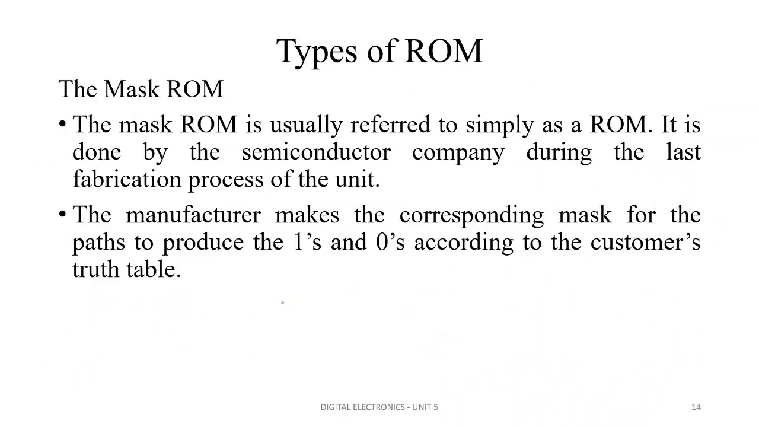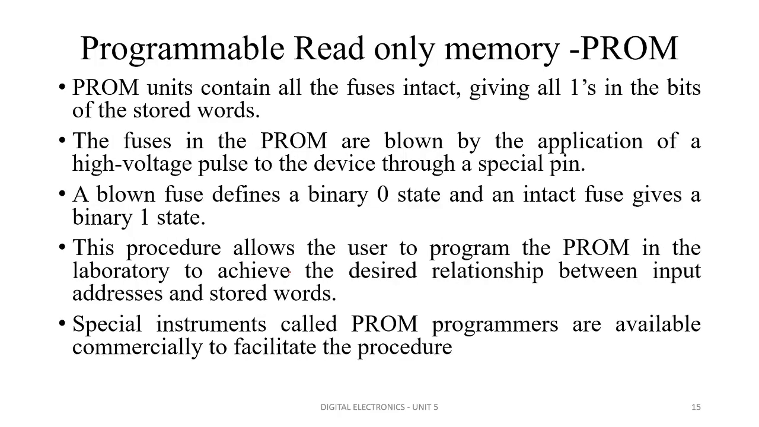Masked ROM. Masked ROM is usually referred to as simple ROM. It is done by the semiconductor company during the last fabrication process of the unit. The manufacturer makes the corresponding mask for the path to produce ones or zeros according to the customer's truth table. See, the manufacturer only will be giving the ROM. Totally, the manufacturer makes the corresponding mask with whichever I want. According to the truth table, zeros and ones will be provided in my ROM locations. That is nothing but my mask ROM.